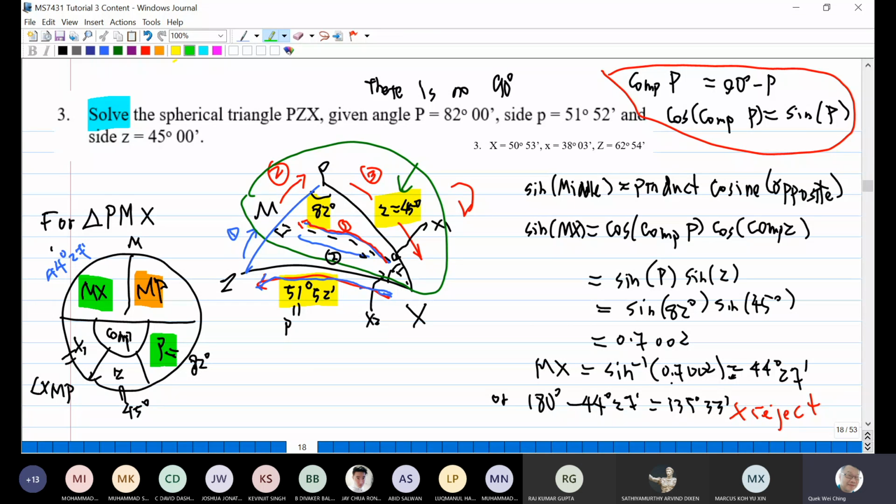Now, I will change the thing. It is not cosine anymore. Product of tangent, product of tangent adjacent now.